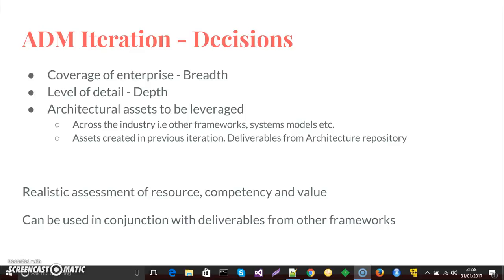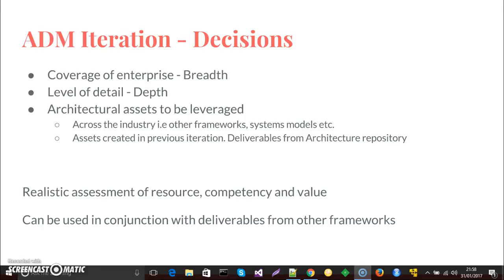Apart from that, we can also reflect back to the previous iterations and look at the artifacts which we have created in those previous iterations, and make use of those artifacts or deliverables. We can get that kind of information from the architecture repository.